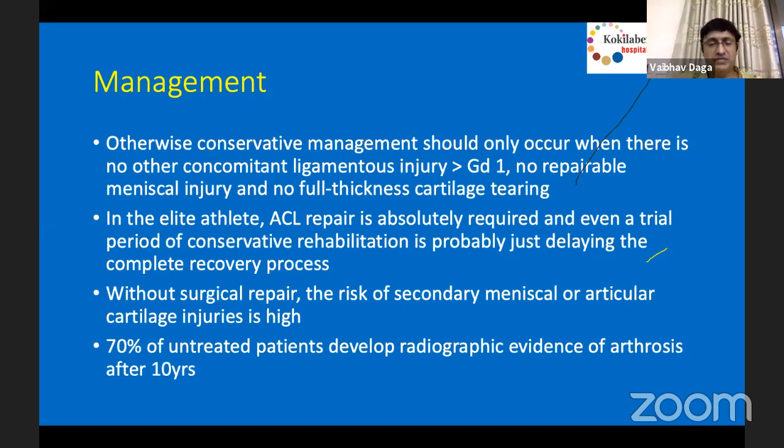I'm sure Dr. Vikram would have spoken to you about it, all of them, in his lecture yesterday. Without surgical repair, the risk of secondary meniscal or articular cartilage injuries is high. Seventy percent of untreated patients develop radiographic evidence of arthrosis after 10 years.